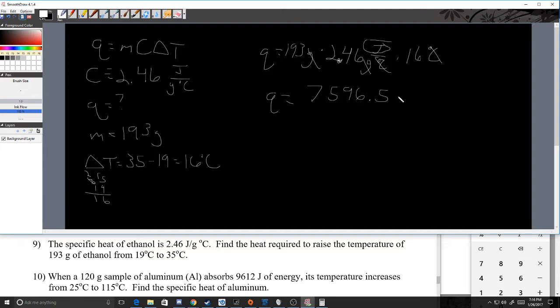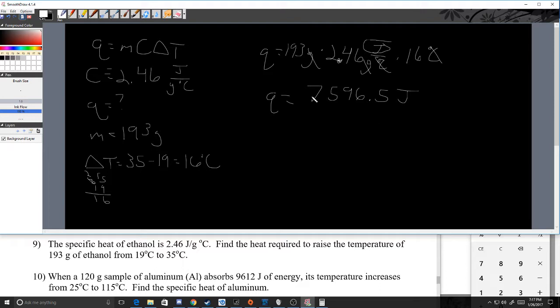7,596.5. And once again, our unit is joules. So really looking at the thermal energy gain there in number 9, that's really what we're looking at, 7596.5. Same thing. That's a decent amount of heat. Whenever we're working with water, which you will in some of these problems, the amount of heat the water needs to absorb to change its temp is really high.